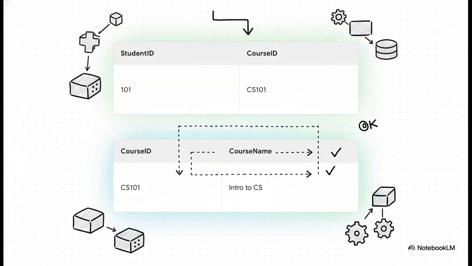We pull that information out and create a brand new courses table that just holds the course ID and the course name. This is so important, because think about it. If the name of a course changes, now you only have to update it in one place, not for every single student who's ever taken it. Boom. The partial dependency is gone and our data just became a whole lot more reliable.